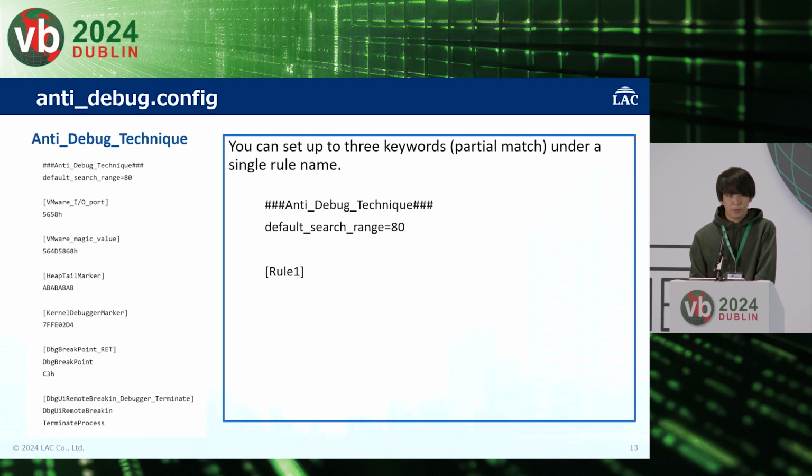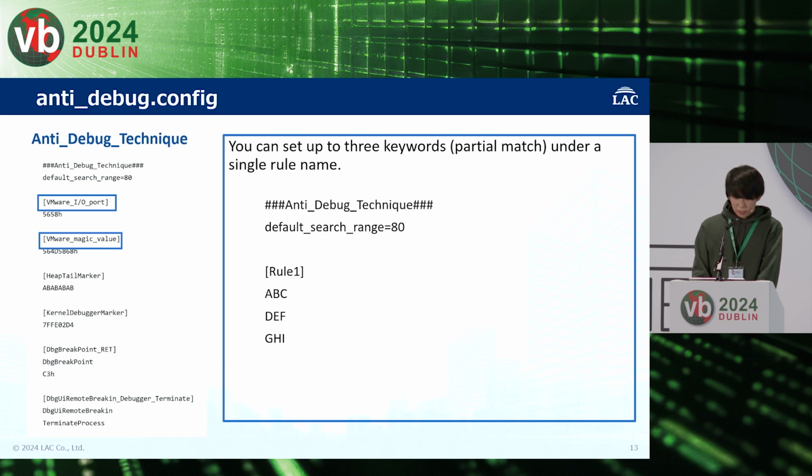Next, I explain the anti-debug technique section. You can also create any number of categories. The number of keywords that can be assigned to a single category is limited to 3. The basic flow of the search is: first, the search begins with the first keyword. If it is found, the second keyword is searched for within a specified number of bytes. The default is 80 bytes. The same process is applied when searching for the third keyword.